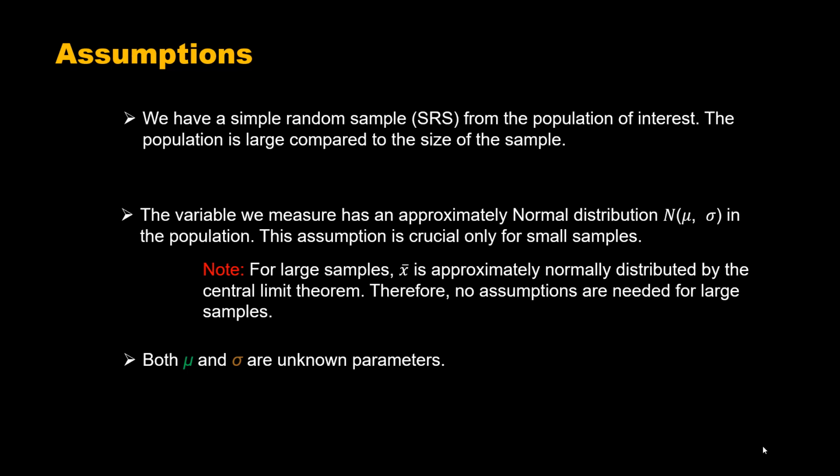Both mu and sigma are unknown parameters. That is the last assumption. In the previous section, we discussed mu is unknown, sigma is known. In this case, today I am going to discuss when both mu and sigma are unknown parameters.